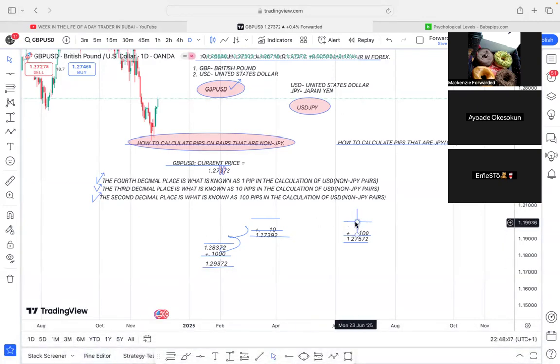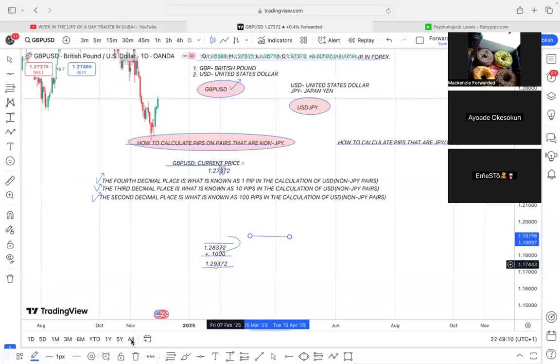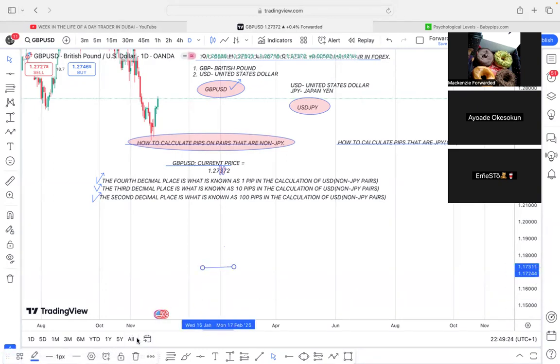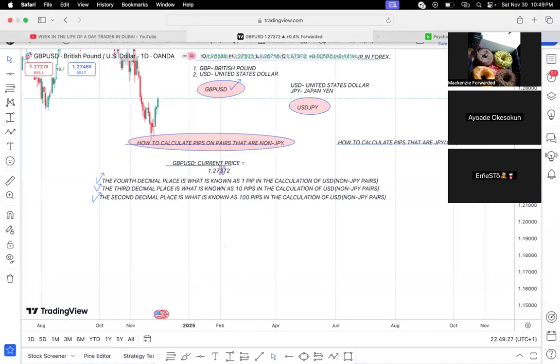I'm also going to deal with the JPY pips calculation. Once I deal with the JPY pips calculation, we're going to move into how to plot your psychological levels and how to calculate them using pips calculation. Pips calculation is what is going to let you perfectly plot those psychological levels out. Then we're going to move into support and resistance. I'm just going to try to round it all up today in one video so everyone else that comes back to watch it can understand it.